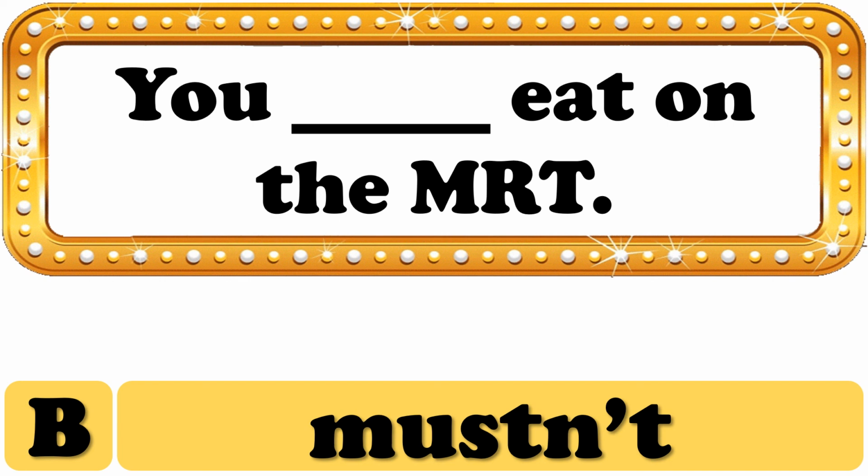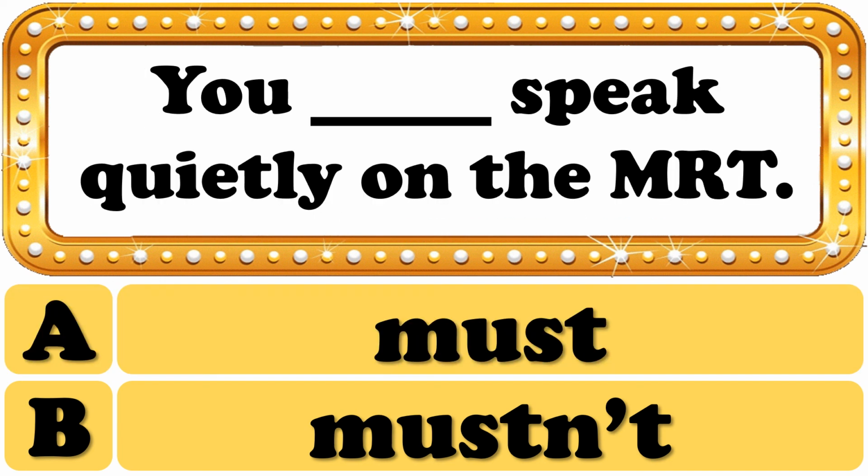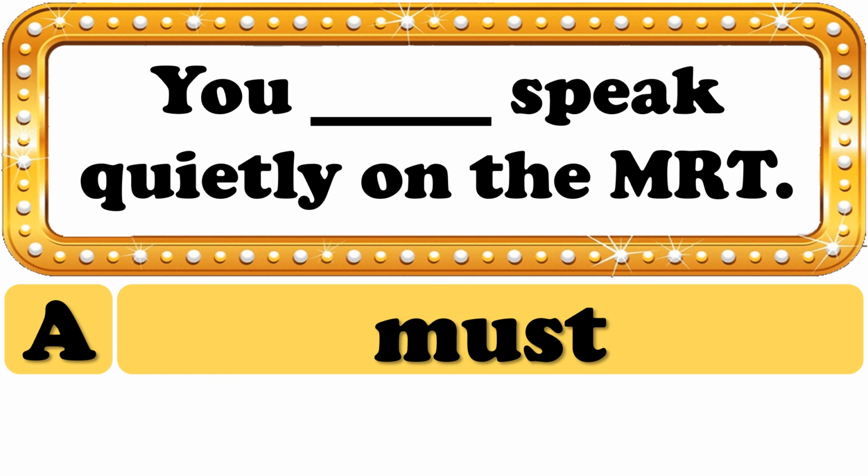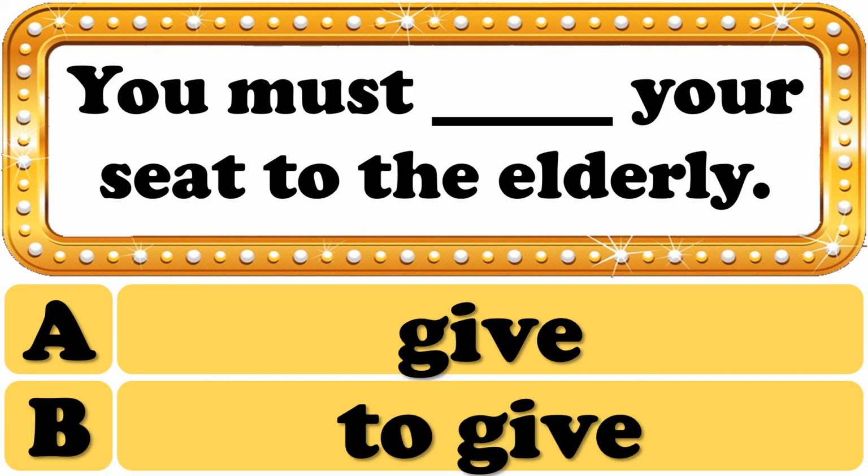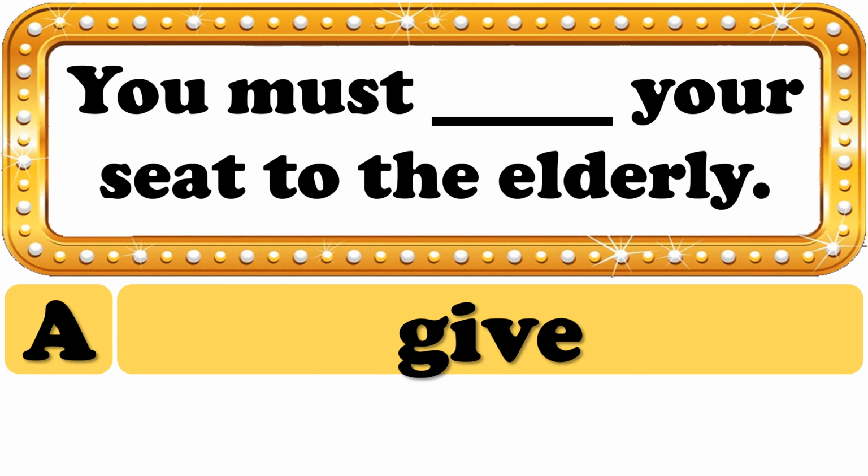Let's try another one. How would you finish this sentence? The answer is A. You must speak quietly on the MRT. Here comes another one. How would you finish this one? The correct answer is A. You just need the infinitive form. You must give your seat to the elderly. Elderly are just the older people.